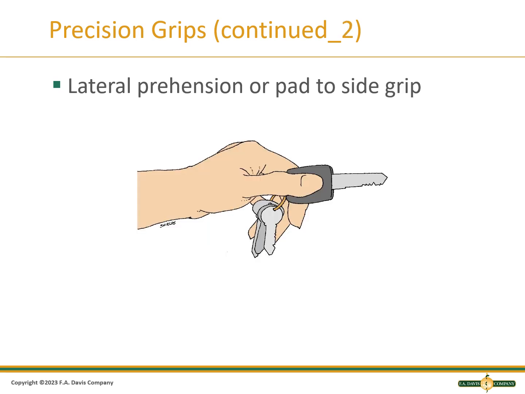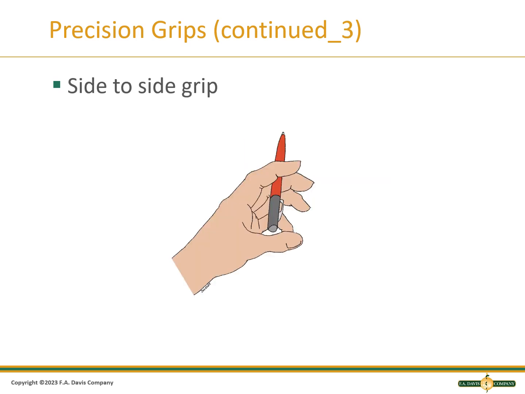We have lateral prehension or the pad-to-side grip, where the pad of an extended thumb is pressed into the radial side of the index finger. This is relatively stronger compared to other precision grips, and part of why we utilize it for things like turning keys where we need force in our precision grip. The side-to-side grip is going to utilize the fingers and not the thumb, and we hold between the side of two fingers.